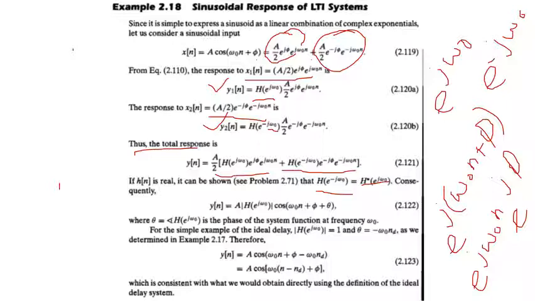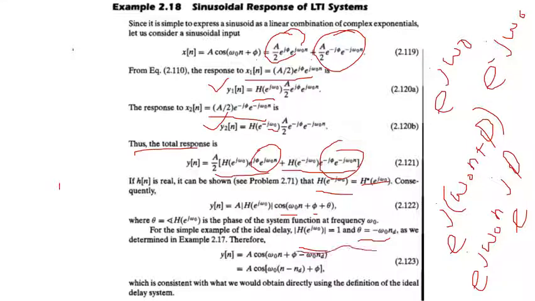And the rest of the thing, this term plus this term, will be cos of omega naught n plus theta. Now theta is just the phase response of the system. The magnitude of this system is 1 and the phase is minus omega naught nd.